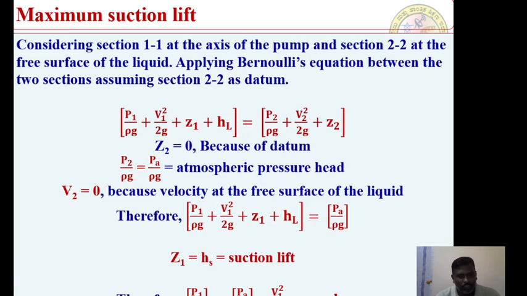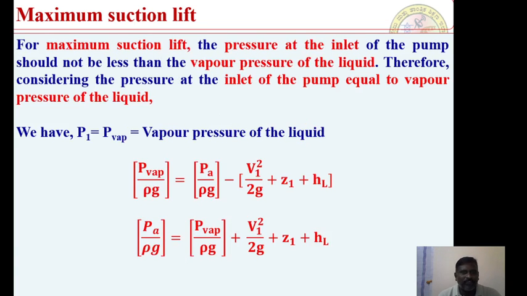Solve for P1 by rho g in this expression: PA by rho g minus V1 square by 2g minus Z1 minus HL. For maximum suction lift, the pressure at the inlet of the pump should not be less than the vapor pressure of the liquid. This is one of the technical principles one has to know with respect to the suction side of a centrifugal pump.